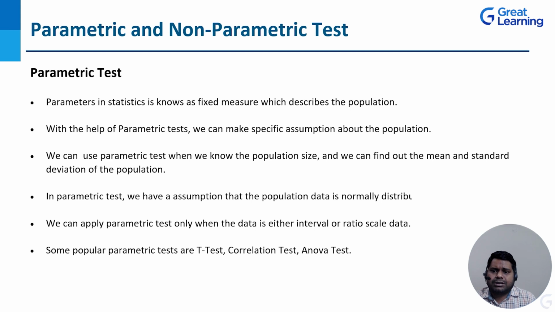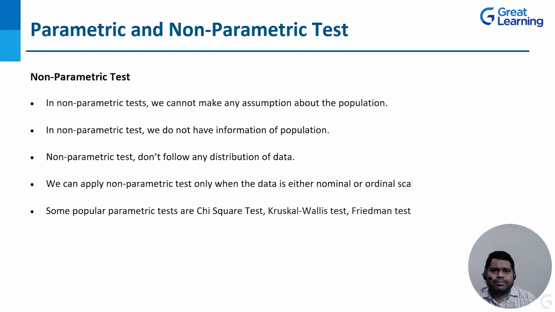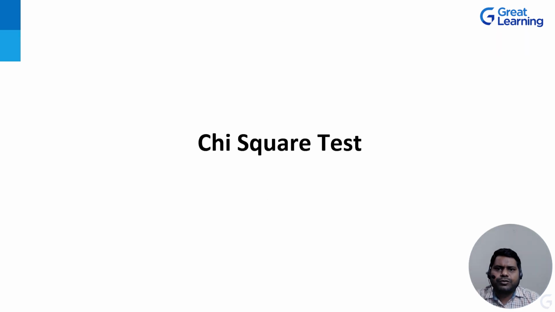A parametric test helps us in making an assumption about the population from which the sample is taken. In a parametric test, we assume that the population is normally distributed. Some examples of parametric tests are the t-test, ANOVA test, and correlation test. On the other hand, in a non-parametric test, we don't have any information about the population data. They don't follow any distribution. Some examples of non-parametric tests are the chi-square test and Friedman test. Now let's move on to our next topic, the chi-square test.